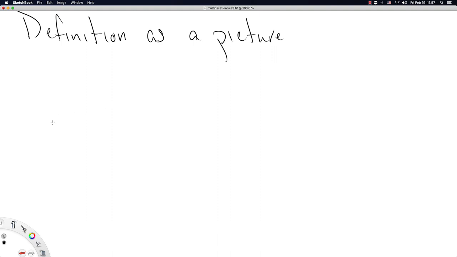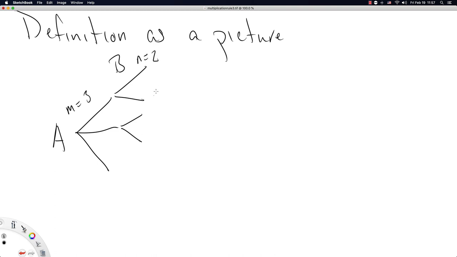So if A starts out and there is, let's say M equal to three ways A can happen, and then B follows, and there are just two ways that B can happen, then you get all of these different combinations. That's two ways B can happen for each way A can happen. So hopefully you see this works out for any M and N through a simple kind of tree like this.